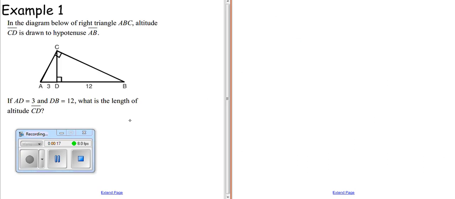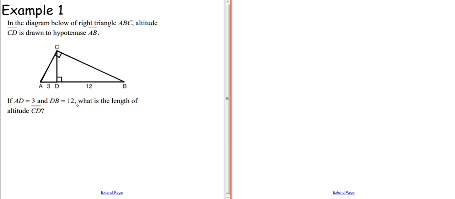Example 1. In the diagram below of right triangle ABC, altitude CD is drawn to hypotenuse AB. If AD equals 3 and DB equals 12, what is the length of altitude CD? So I'm going to go ahead and label CD X. That's the side I'm looking for.